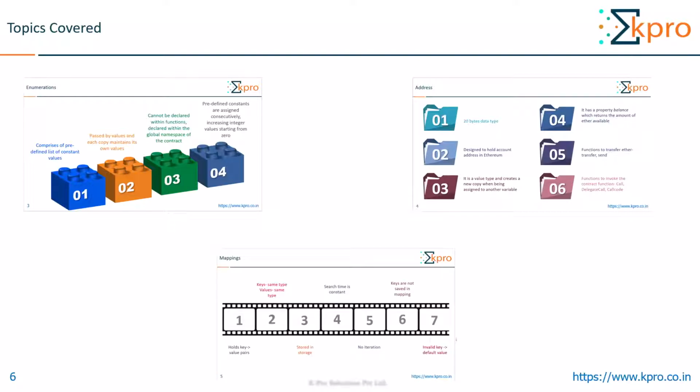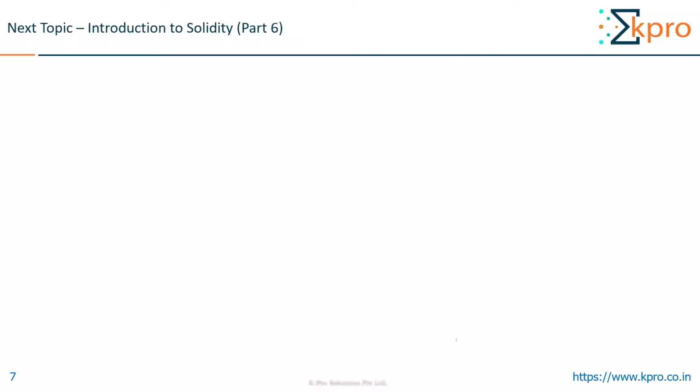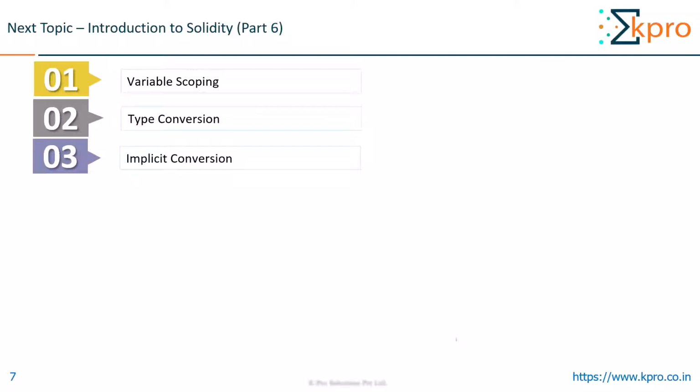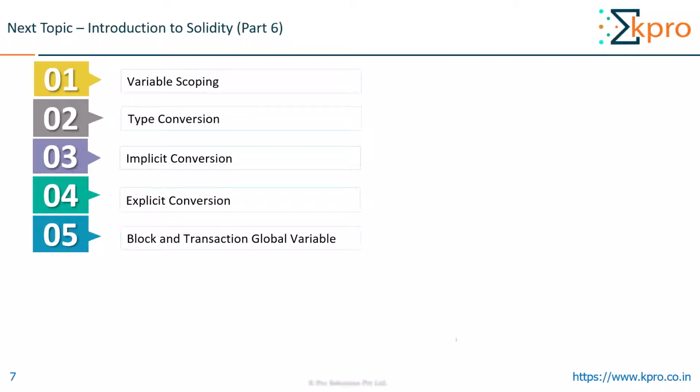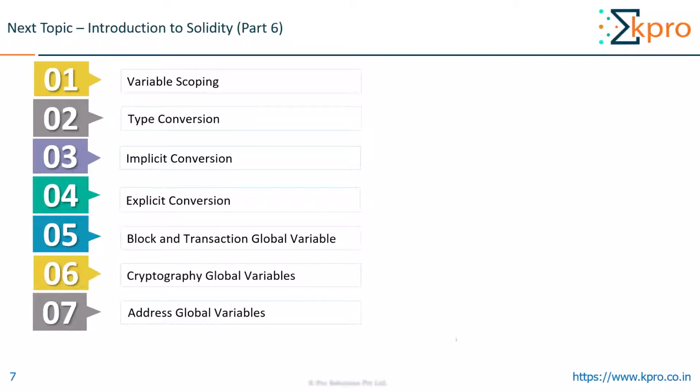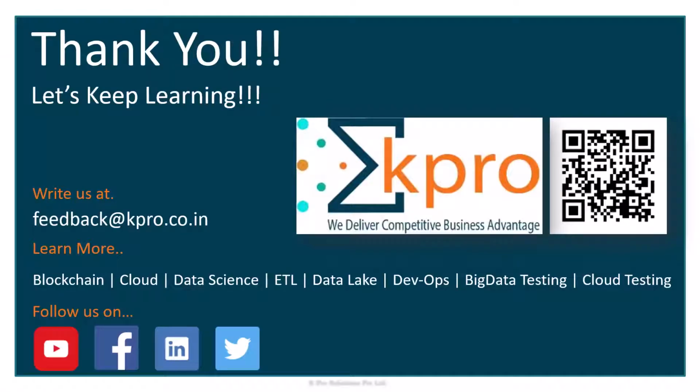Thank you for watching this video. In the next video, that is Introduction to Solidity Part 6, the topics I'll be covering are variable scoping, type conversion, which will include implicit and explicit conversion, block and transaction global variables, cryptographic global variables, address global variables, and finally contract global variables.